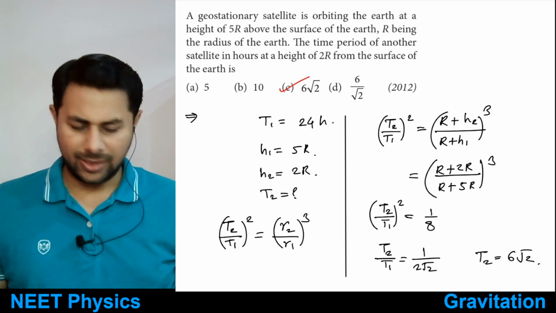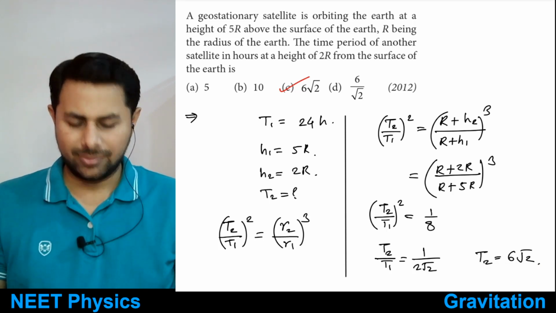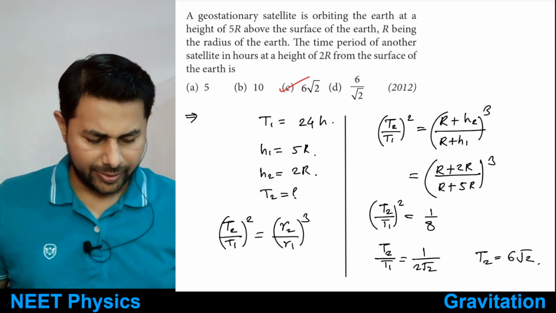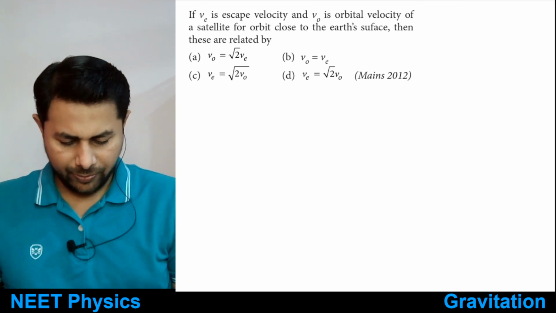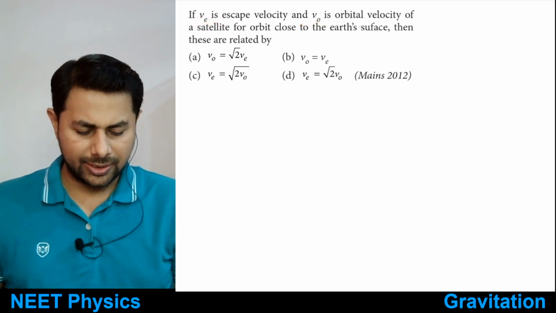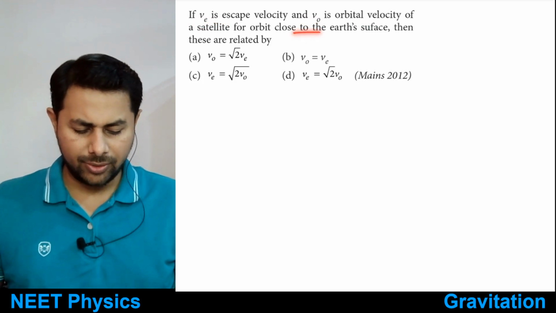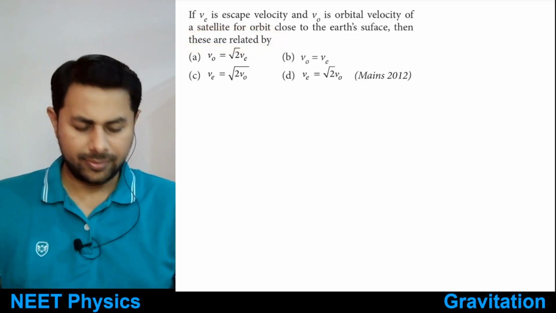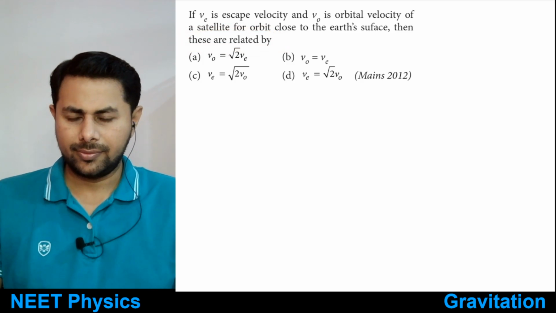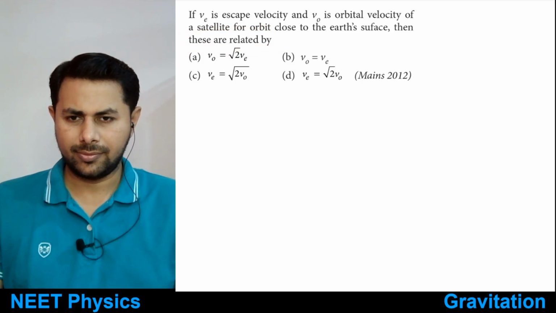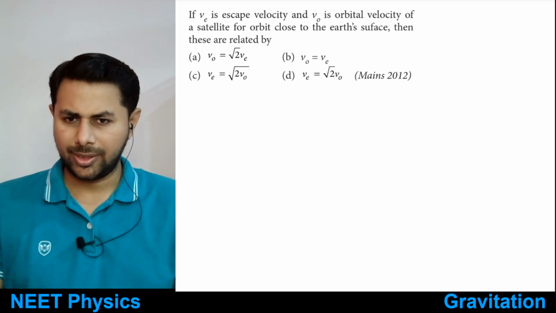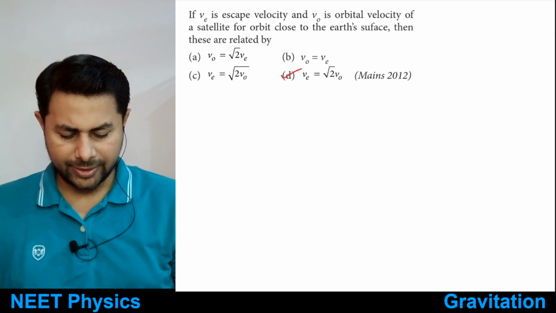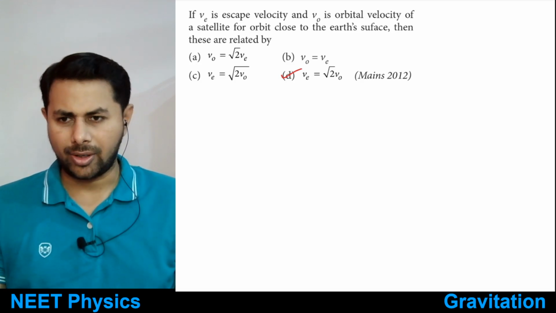It is similar to the last one. Okay, good. Then let's see the next one. If V is escape velocity and V0 is orbital velocity of a satellite for an orbit close to Earth's surface, then these are related by, tell me. What's the answer? It's option D. Escape velocity is equal to root 2 times the orbital velocity.